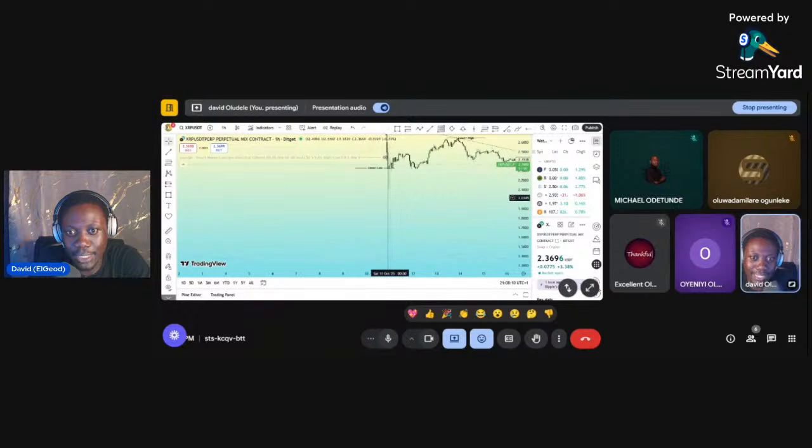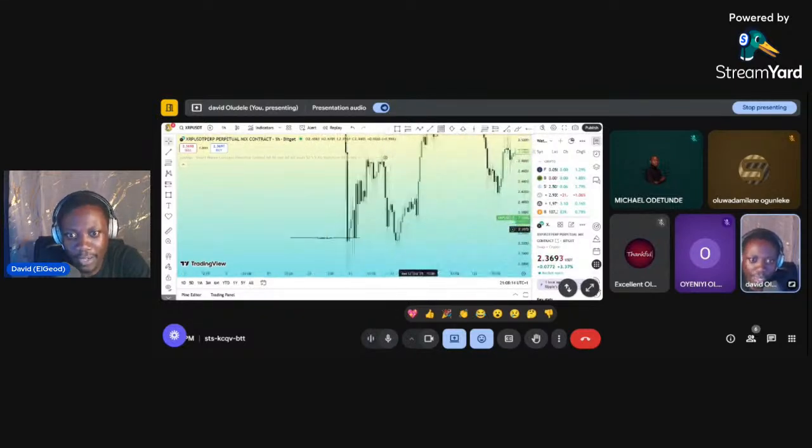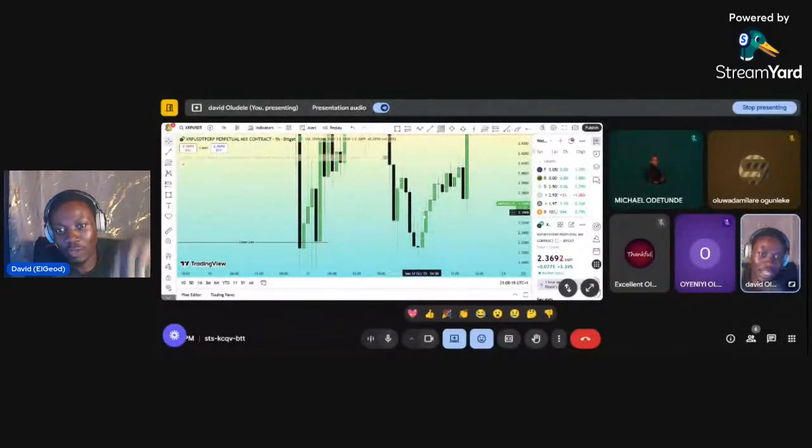I chose this point because this is where the body of the candle closed. The body of the candle. What is the body of the candle? Look carefully. You would see the body and then the wick. These points that look like some spikes are called candle wicks, and this is the body.